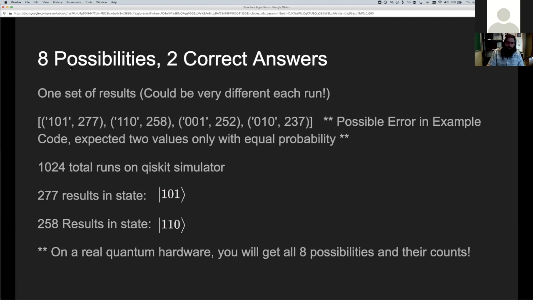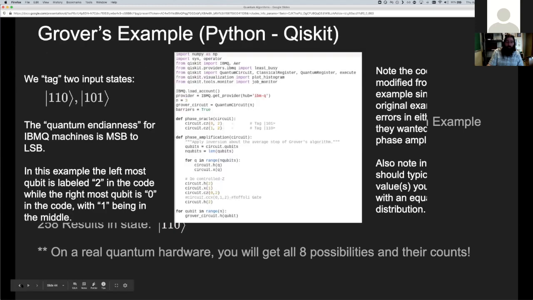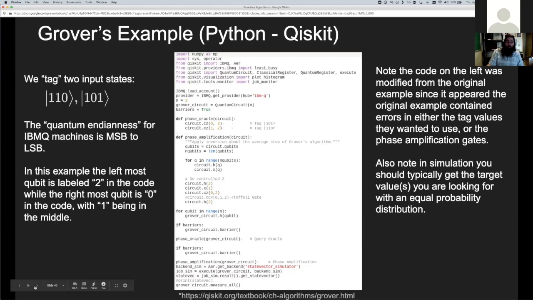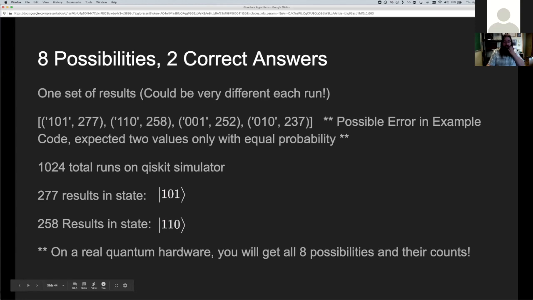So we have 8 different possibilities, 2 correct answers. And I ran this on a Qiskit built-in simulator. There might be a little bit of error in the way this was output. This might be from the old code. I have to double check on that. But we have the correct state, 277 results, which has the most. And then we have 258, which is the next, which is the other. I think if I go back, we can see those were 110 and 101. Those were actually our tag states. That's when it's actually run.